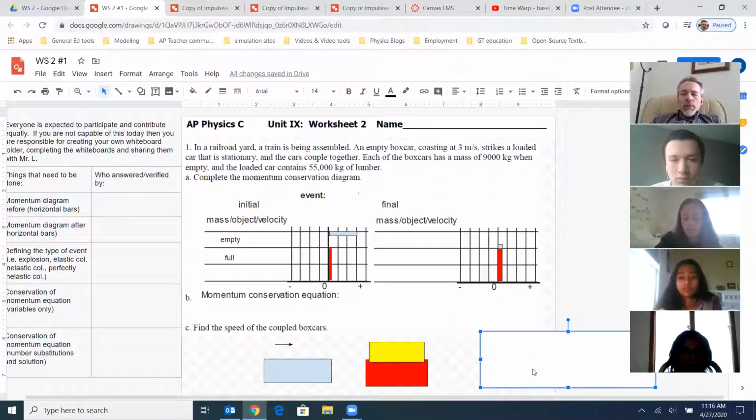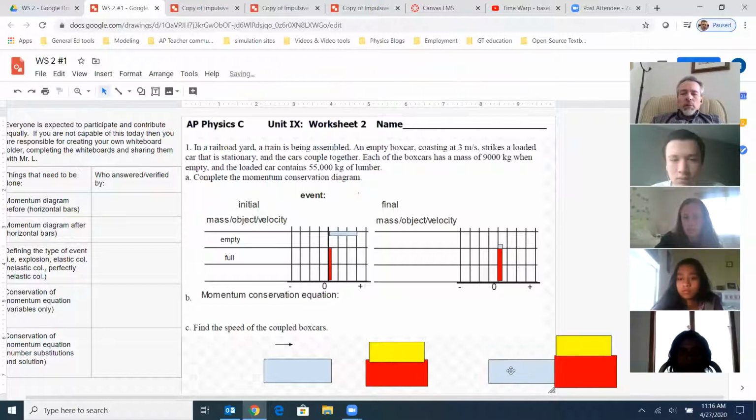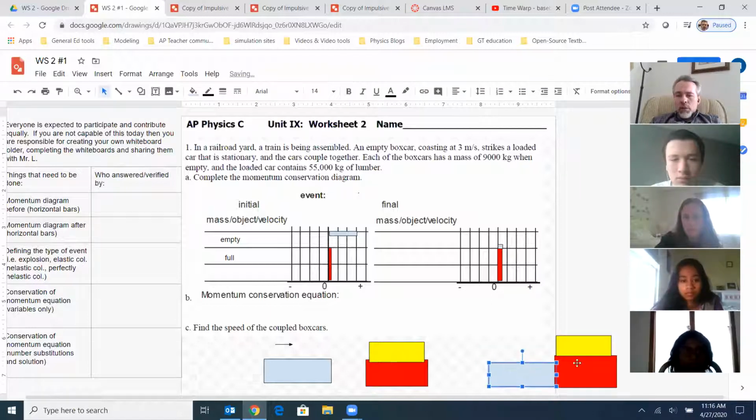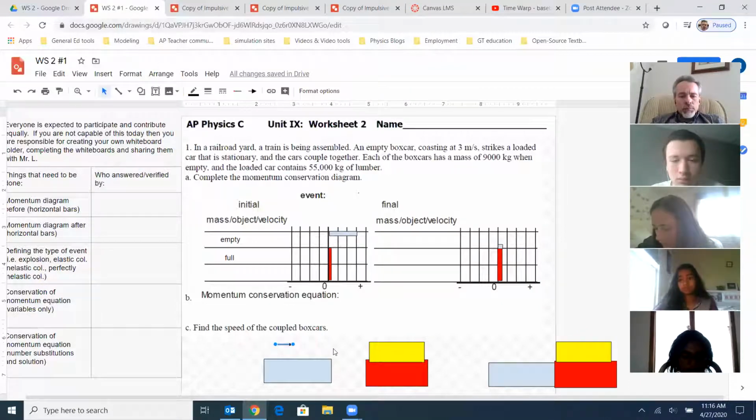After it collides, they're going to move together. Let me make this. There we go, they're going to move together. Oh, I forgot to put an arrow. I think it's going to go a little slower.